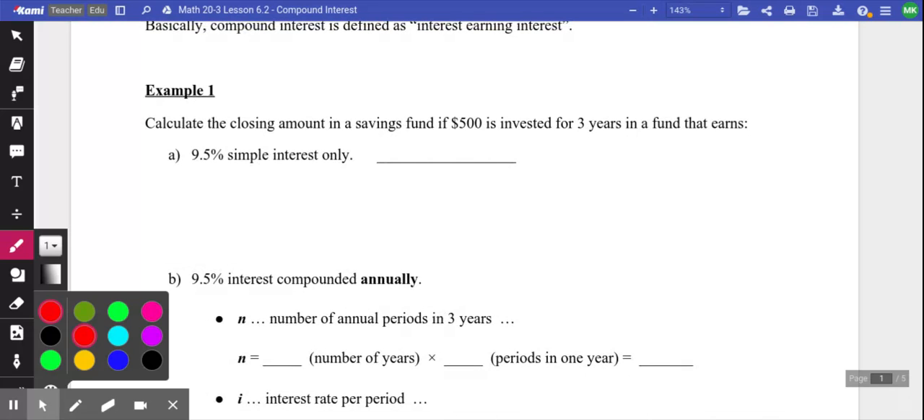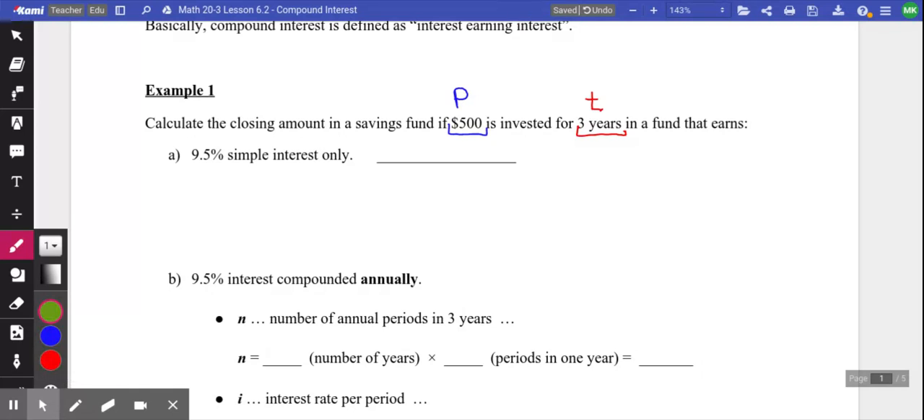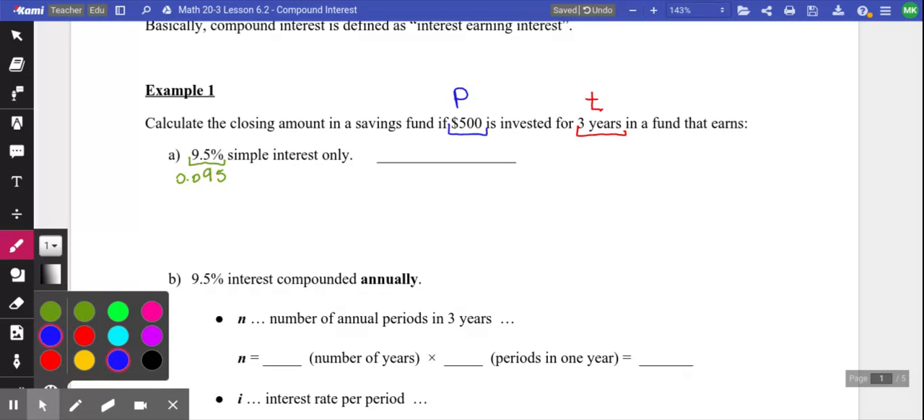This question here: calculate the closing amount in a savings fund if $500 is invested for 3 years. Remember, we always had our investment amount, which we called our P value, our principal. Then we also had a time, which was our T value. That was 3 years. And you'll notice they gave you your rate, which we would change to be 0.095. So they gave us three things: P equals 500, T equals 3, and R equals 0.095.